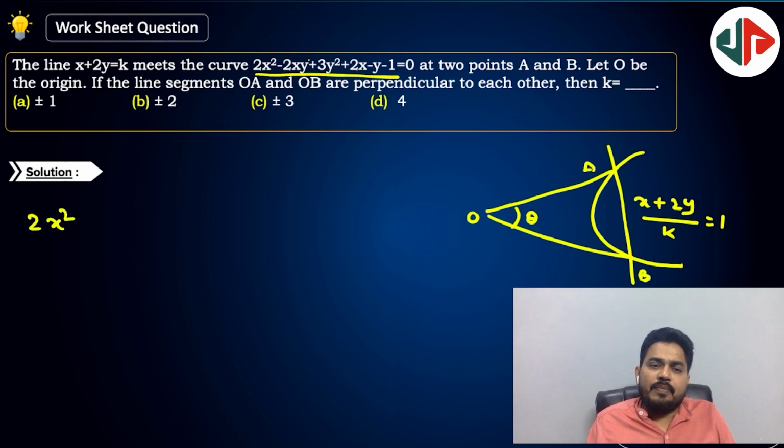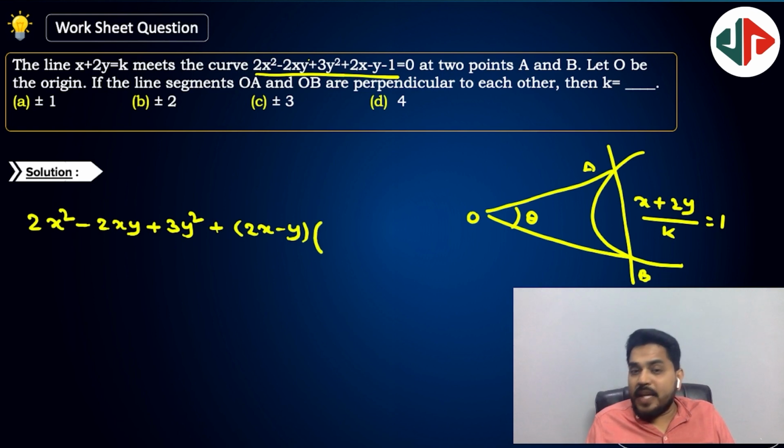2x square minus 2xy, because this is second degree, I am not touching. 3y square I am not touching. But 2x minus y, this is first degree, so I need to multiply this one with 1. What is 1 actually here? x plus 2y by k.